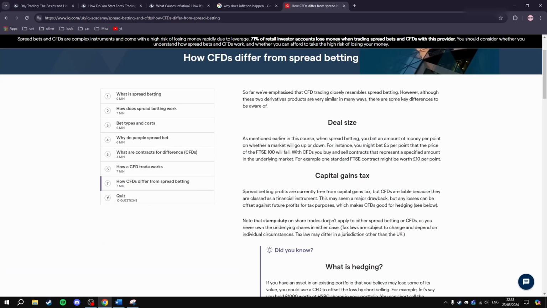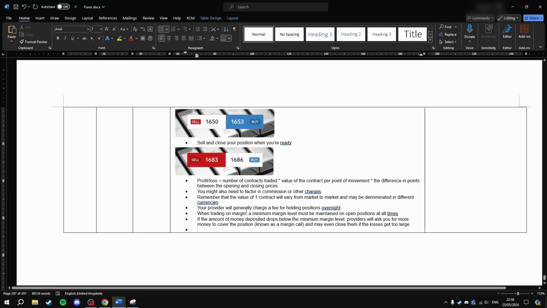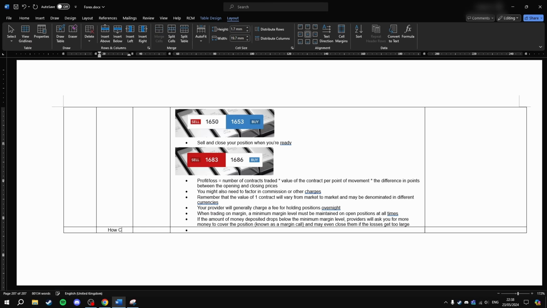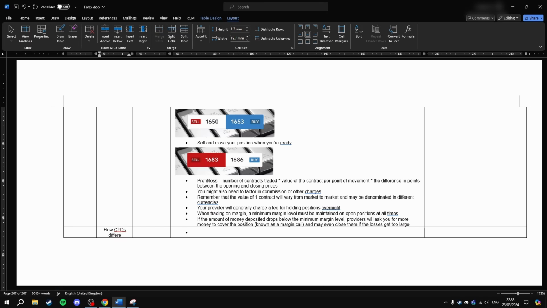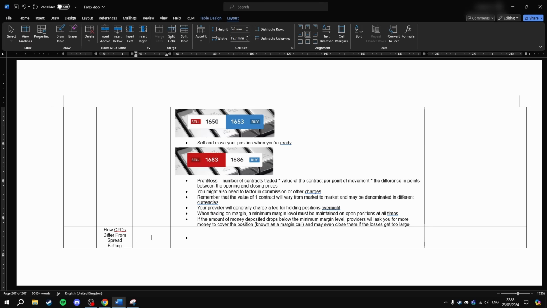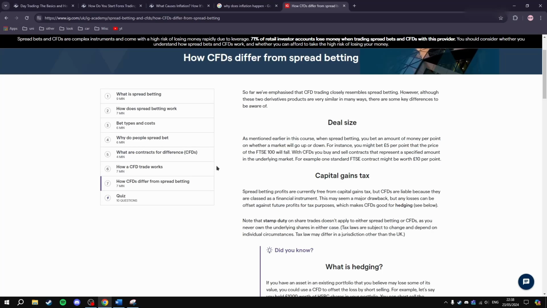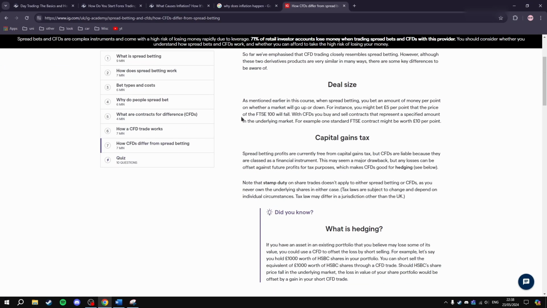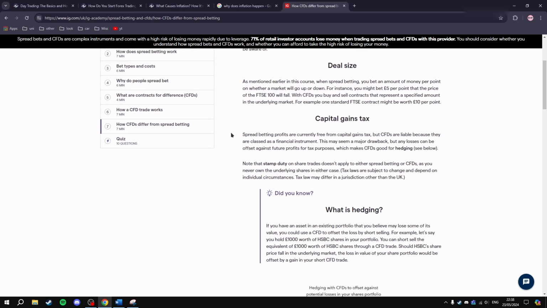So how do CFDs differ from spread betting? So far we've emphasized that CFD trading closely resembles spread betting. However, although these two derivative products are very similar in many ways, there are some key differences to be aware of.